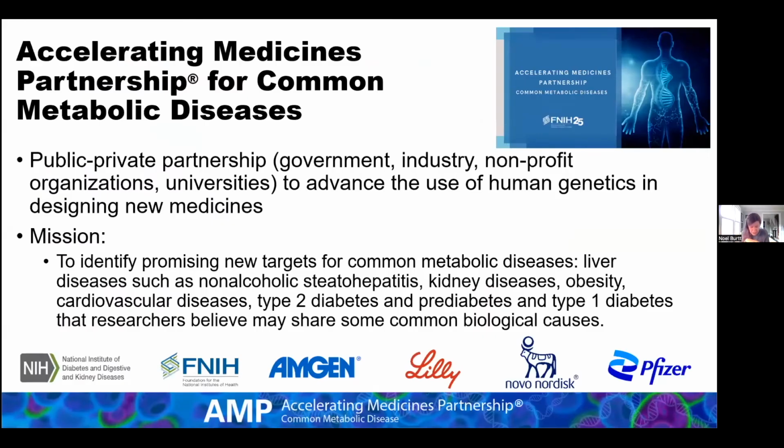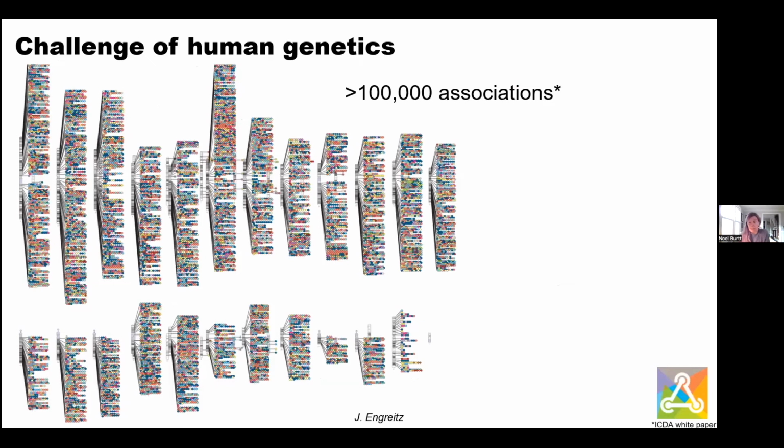So all this is funded and supported by an effort that's a public-private partnership between the NIDDK and 5 pharmaceutical companies called the Accelerated Medicines Partnership for Common Metabolic Disease. This started in type 2 diabetes and has expanded in the last year to include type 1, kidney disease, obesity, cardiovascular disease. And the idea of making this data, genetic and genomic data, accessible, but also ideally to develop new targets for these diseases. So we come at this from human genetics.